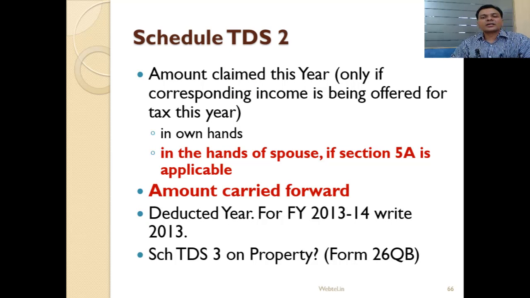But in the XML format or the electronic format, they have introduced another schedule TDS3 wherein this detail will go, which you can take from Form 26QB that has been issued by the buyer of the property. And in the physical forms, put this information in TDS2 only, and there instead of the TAN, you have to give the PAN of the person who has deducted tax. So please be careful about this.